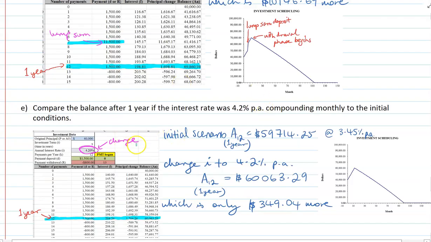Okay, so checking the effect of that, how much more? If our new balance is $60,063.29, that's a whole $349.04 more. So the interest rate increases the investment, but not as significantly as things like increasing your payment deposit amount or the number of compounding periods that you choose your investment to be under.